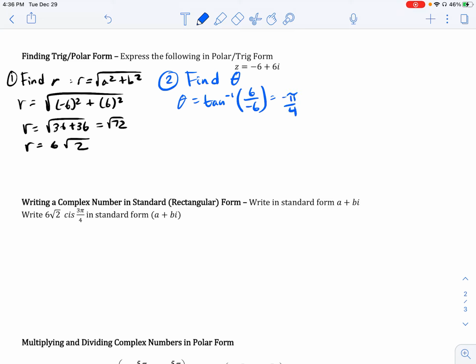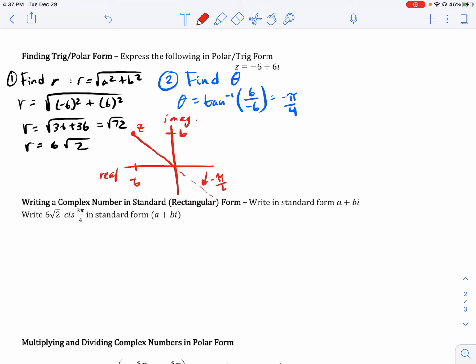Now, before I firmly plant that as negative pi over 4, it's a good idea for us to make sure we understand where our complex number is. If we graph -6 plus 6i, remember, this was our real, this is our imaginary. -6 plus 6i is over here in quadrant 2. This is where our complex number z is. Well, by doing the inverse tangent, we ended up with negative pi over 4 down here.